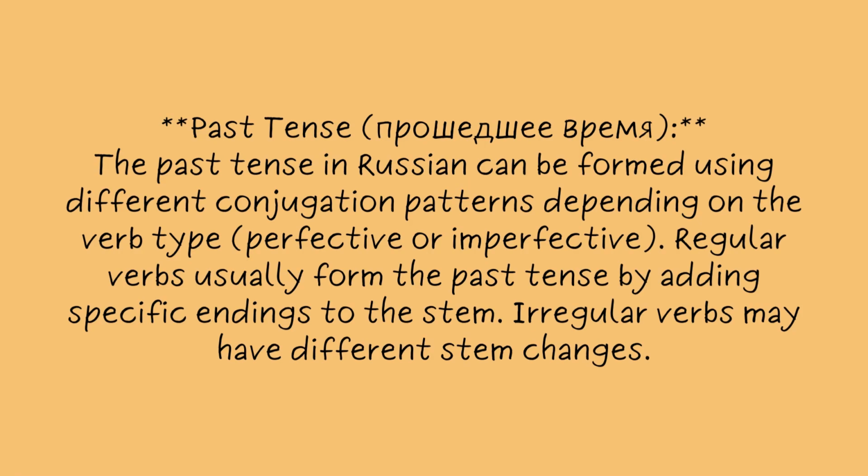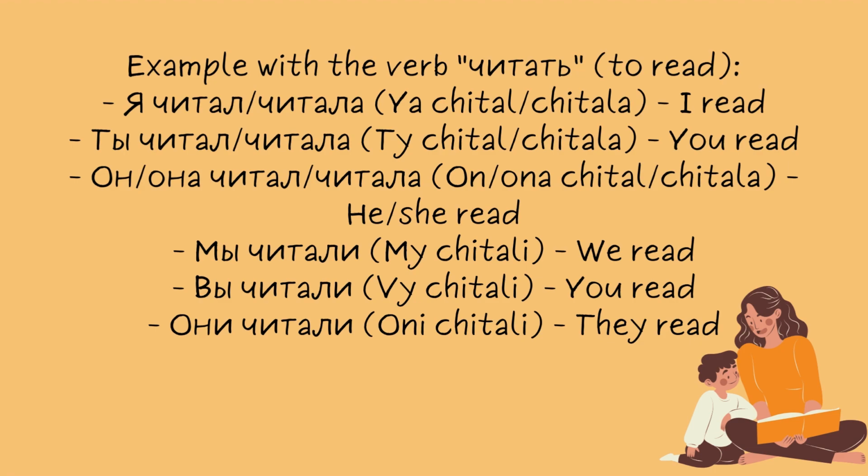The past tense in Russian can be formed using different conjugation patterns depending on the verb type, perfective or imperfective. Regular verbs usually form the past tense by adding specific endings to the stem. Irregular verbs may have different stem changes. Example with the verb читать, to read.